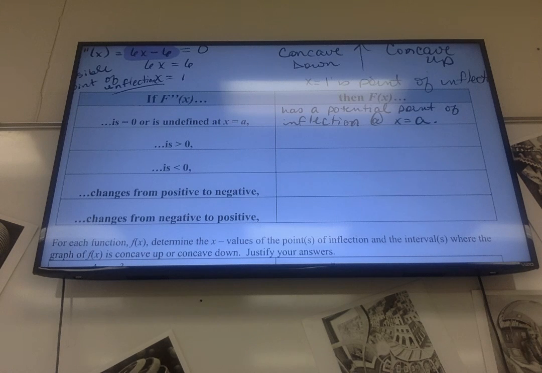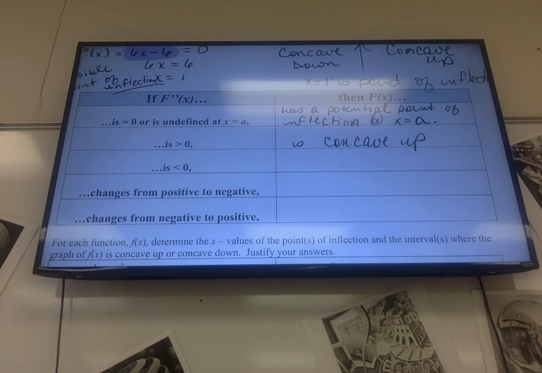What if the second derivative is greater than 0? Concave up. There you go. I thought that was like the bottom ones. What's the bottom ones? If those are concave up and concave down, what's the bottom? Points of inflection. We've described a potential where it might be. The change of sign, like positive to negative. Oh, yes. Okay.